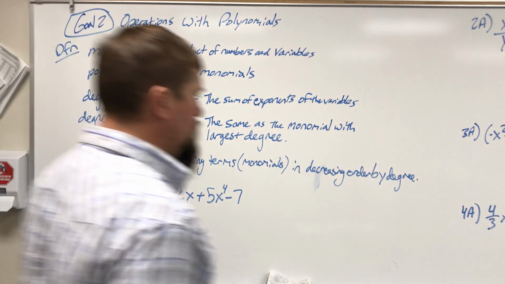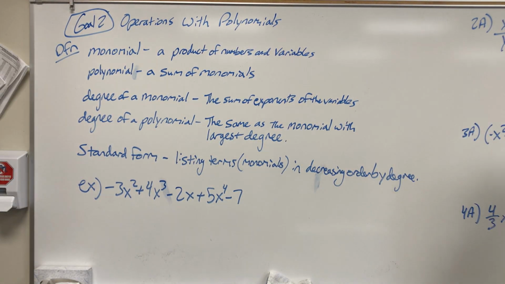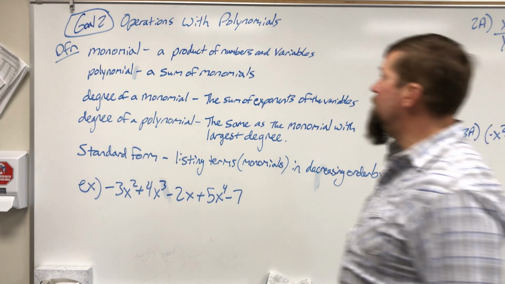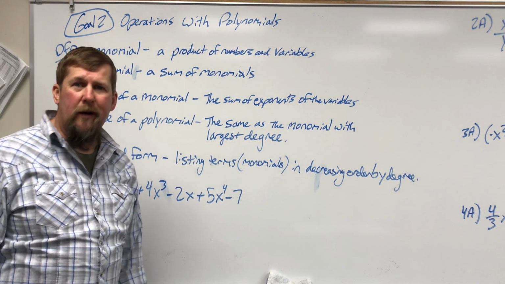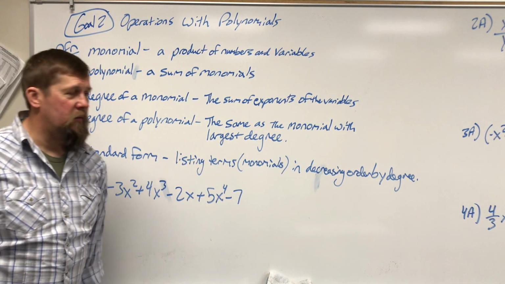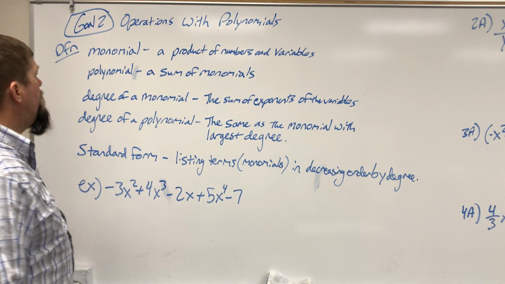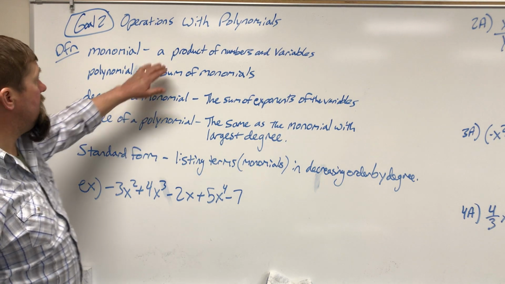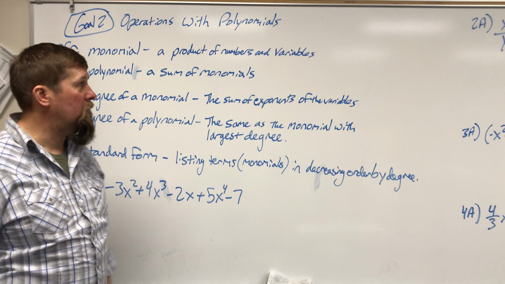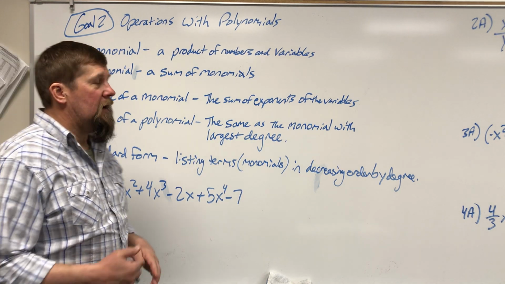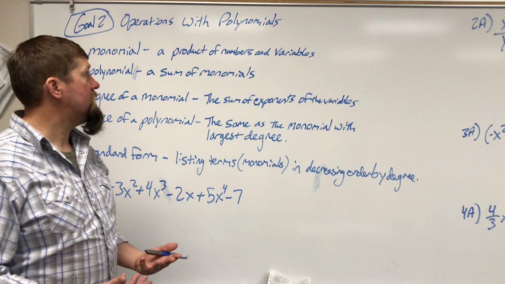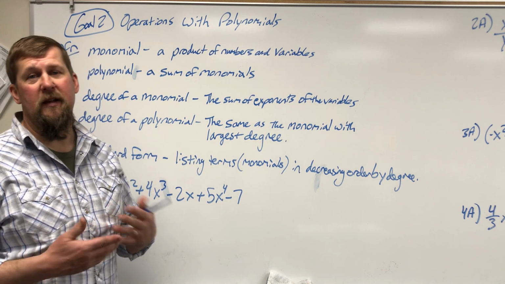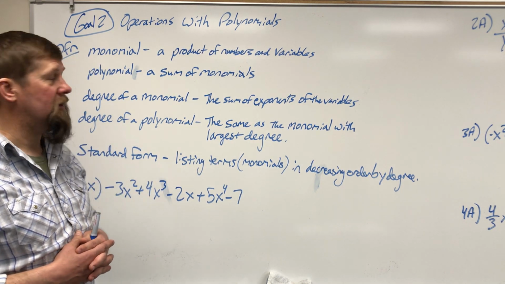Okay, this is goal 2 for section 5.1 on operations with polynomials. First of all, we are going to talk about what a monomial is. I mentioned a monomial in goal 1, but the definition of a monomial basically is a product of numbers and variables. Now, the numbers need to be real. The variables can have exponents, but the exponents have to be positive integers.